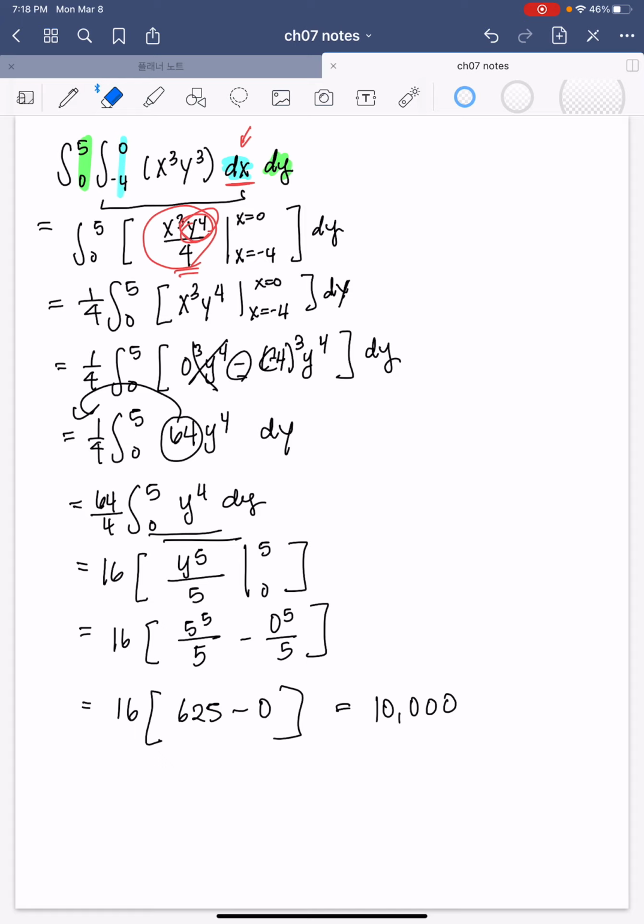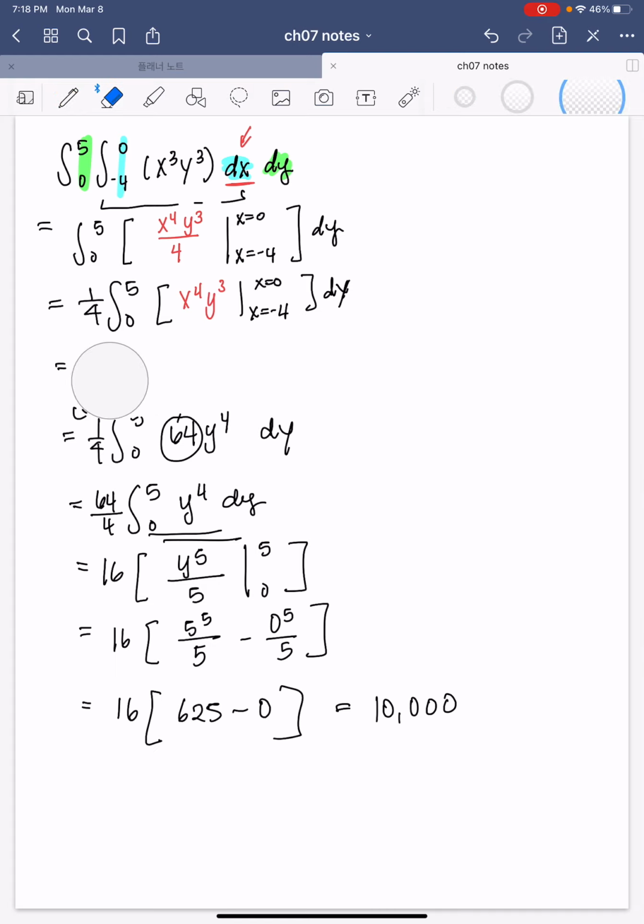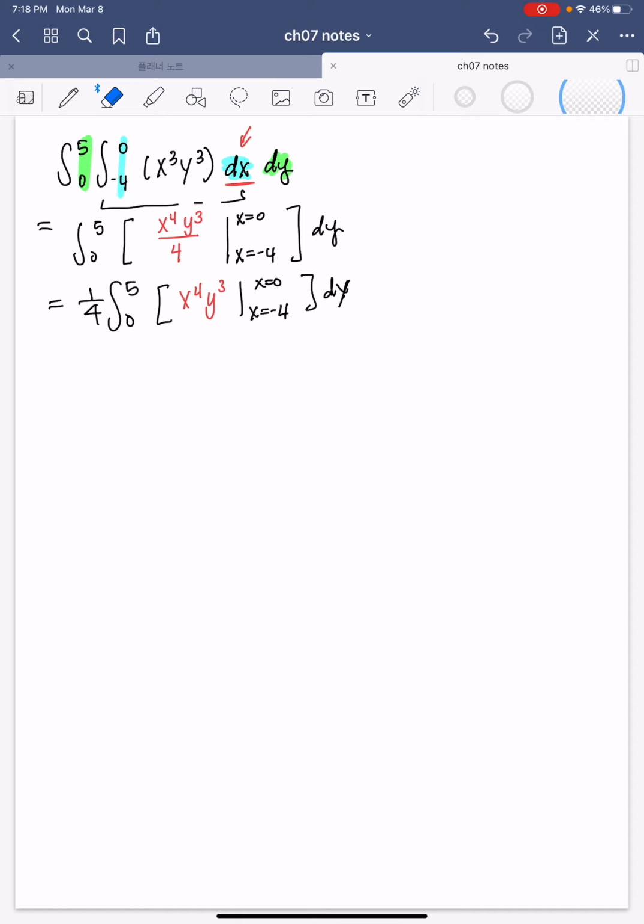This should be, I'm gonna write it in red so you guys see that, x to the 4th y cubed over 4. So this part over here should be x to the 4th y cubed. Okay, that's where I screwed up. So here, I'm gonna erase this whole thing so that it doesn't confuse. So let's start over.